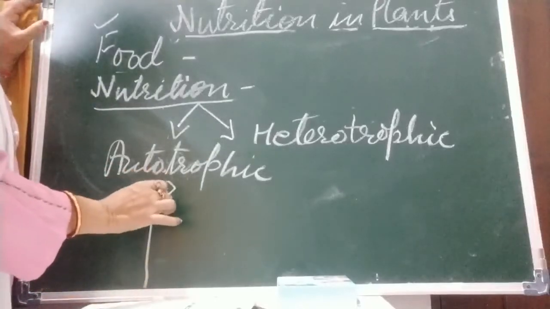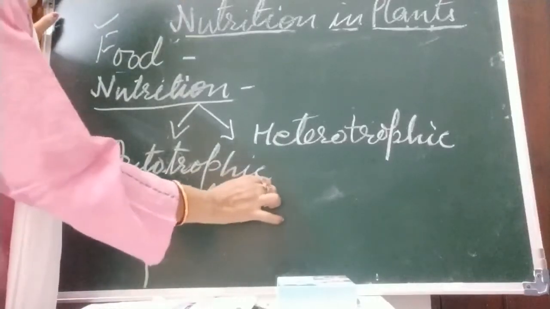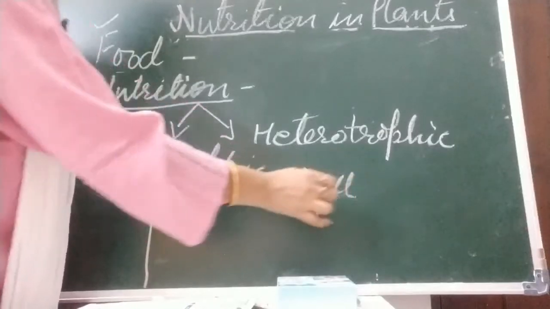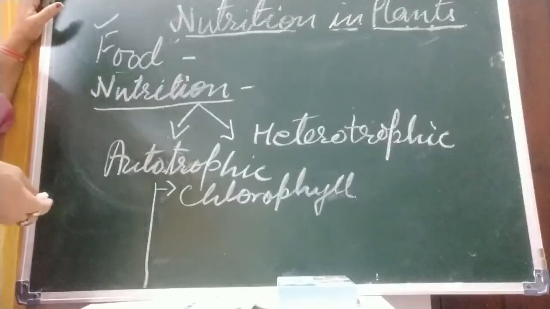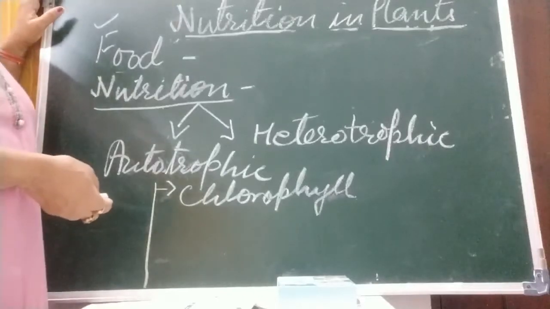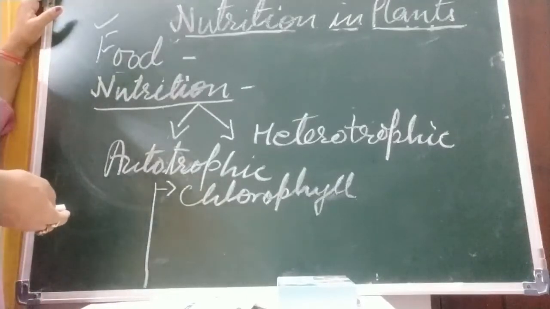First is chlorophyll. All you remember, only green plants are able to make food because they have chlorophyll. Why is chlorophyll important? Because this is the only pigment that traps the sunlight.